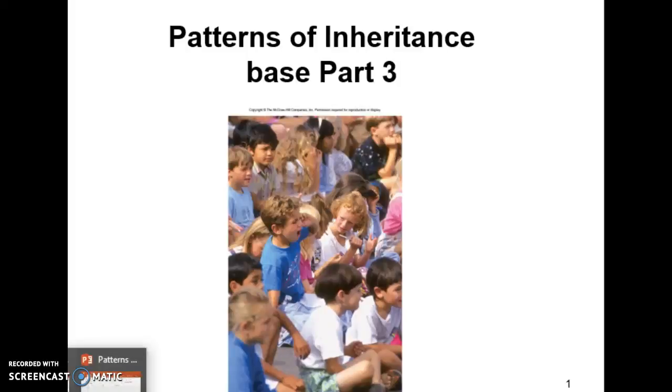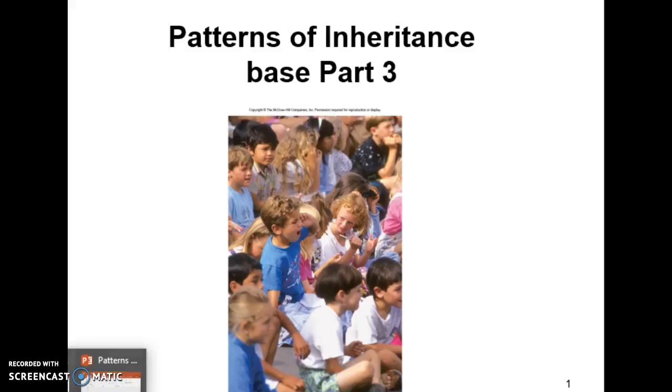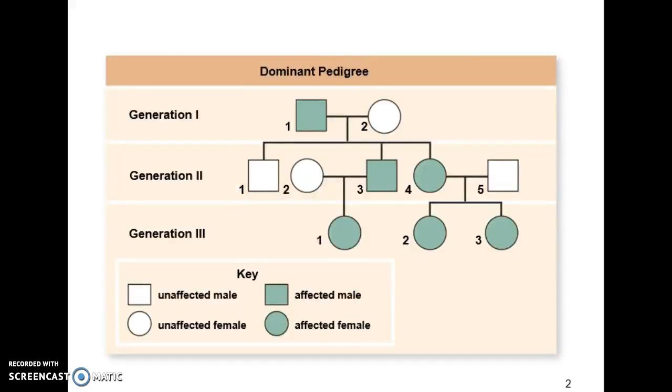So let's go ahead and begin our third lecture in the patterns of inheritance topic here. We've been talking about in the last two lectures the basics of genetics, some of the players and key scientists that helped establish the foundations, but we also want to keep in mind how those genetics work in families. So as we go into this third lecture, what I want you guys to do is establish your family tree. Set up a family tree with 3 generations, okay?